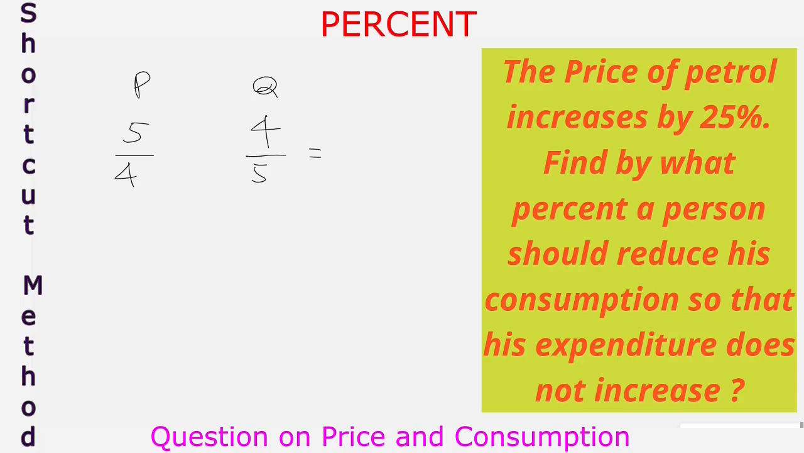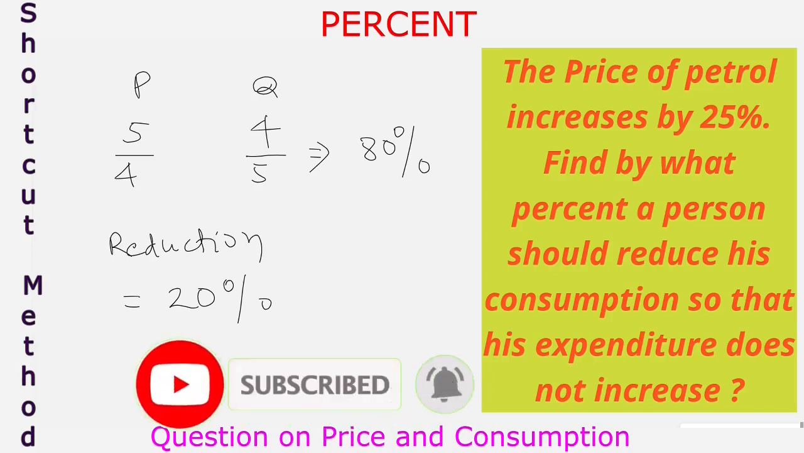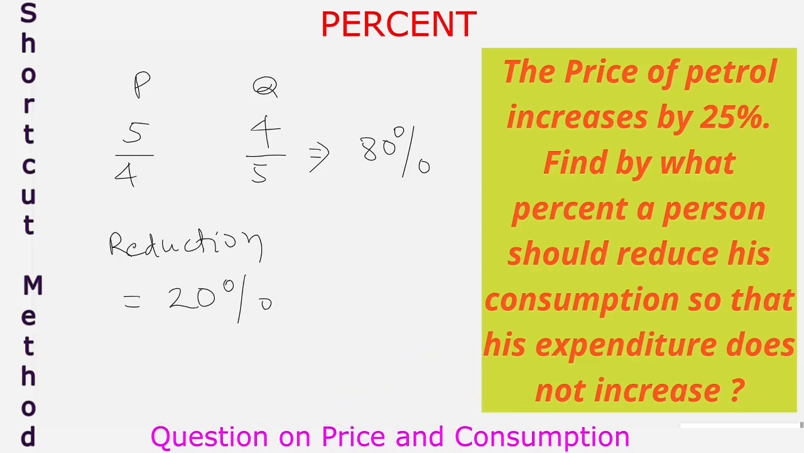It means that the quantity should become 4 upon 5, which is 80%. Now the quantity should become 80% so as to have the final expenditure to be equal to initial expenditure. It means that there should be reduction in the consumption by 20%. 100 minus 80 is 20%. This way we can easily solve this question by the concept of price and quantity being inversely proportional if the expenditure has to be constant.